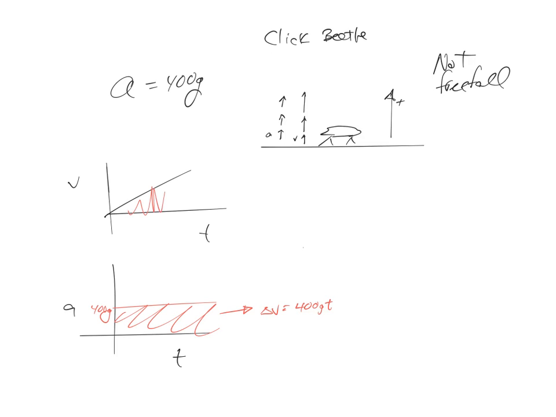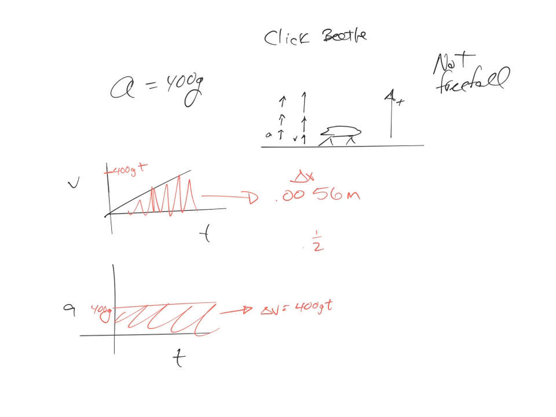And this area is the change in x, our displacement, which is 0.56 centimeters, which is 0.0056 meters. I just converted the centimeters to meters. And that's our displacement. And the height of this triangle is our change in velocity, which is 400 gt. So what we need to do then is find the area of this triangle.